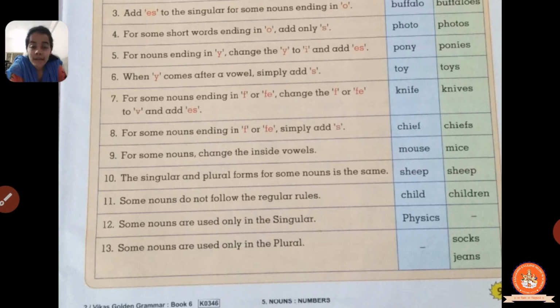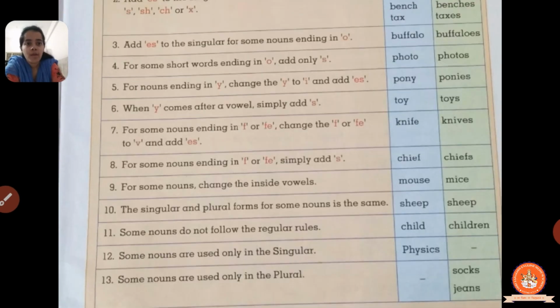And the last one which is given over here: there are some nouns used only in plural. So we have some nouns which we use only in the plural form, we don't use them in the singular form, like socks, jeans. We cannot write sock or jean, or even pronounce it as sock or jean, right? We always pronounce it in a plural form. It only has a plural form. So socks, jeans, right? These are the nouns which come in the plural form only.